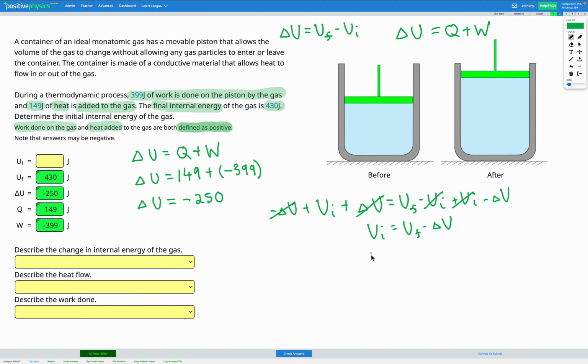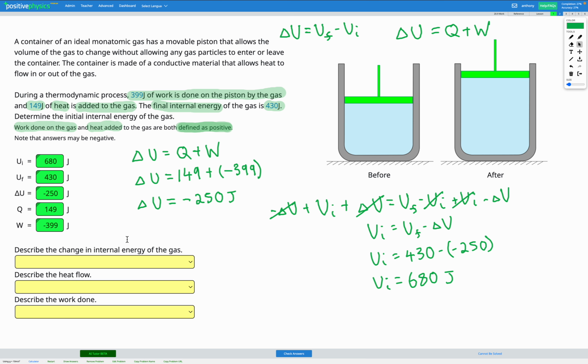So we can go ahead and put our numbers to that. UF is 430 minus delta U, which was negative 250. So putting that into my calculator gets me an initial internal energy of 680 joules. So we can go ahead and fill that in the UI box. That makes sense because our energy change was negative, so our initial energy has to be higher than our final energy. Okay, great. Finally, we'll fill in these sentences below to describe what happened.